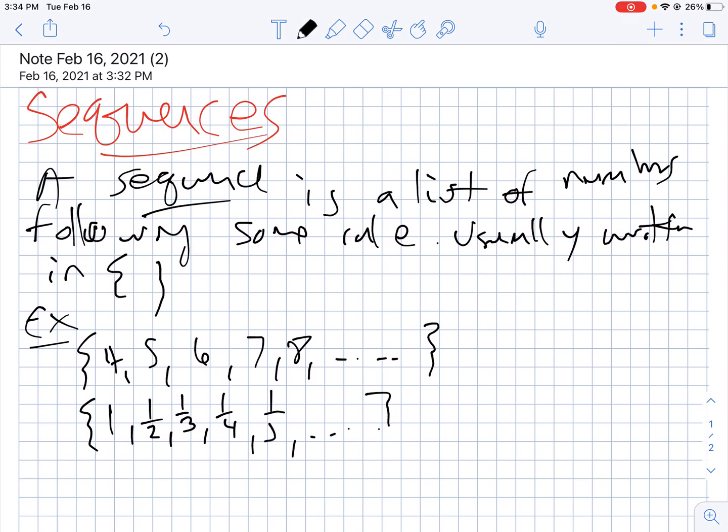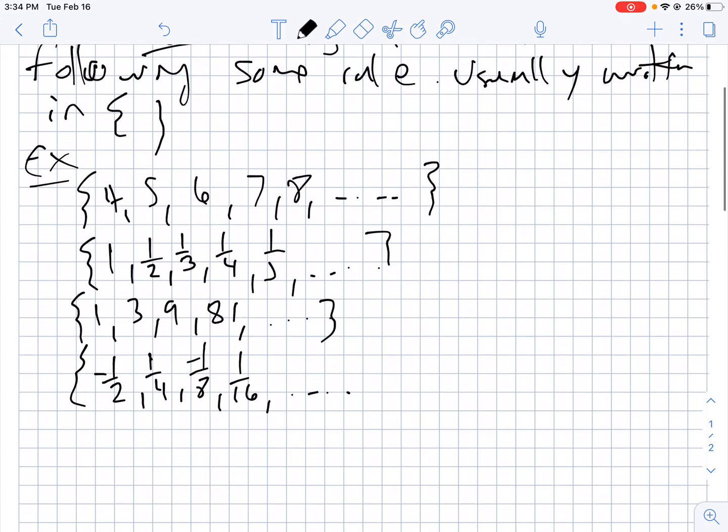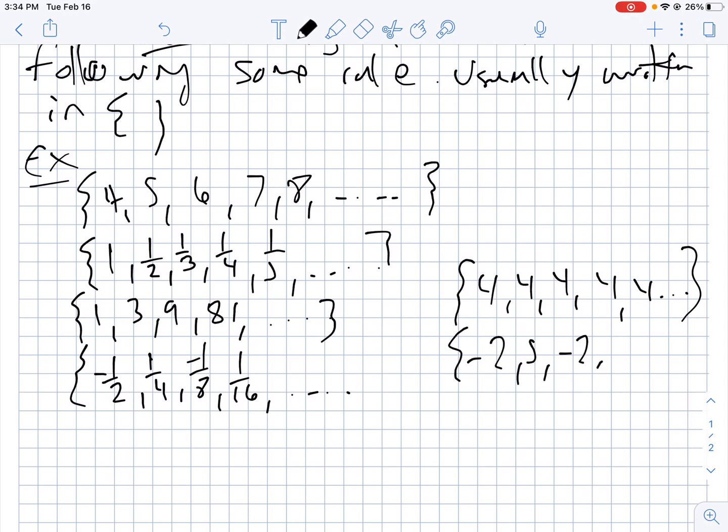You might see something where it's just the powers of 3, so 1, 3, 9, 81, so forth. You might see something where they alternate, where it's a negative and then positive, so negative 1/2 and then 1/4 and then negative 1/8 and then 1/16 and so forth. You might see a super boring sequence where every number is just a 4. Well, it's obviously pretty straightforward in terms of analyzing. You might see one that bounces back and forth, so -2 and then 5 and then -2 and then 5.